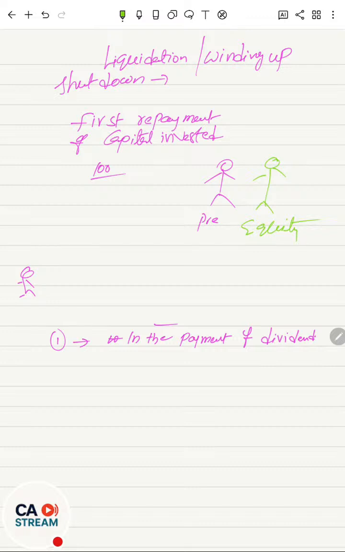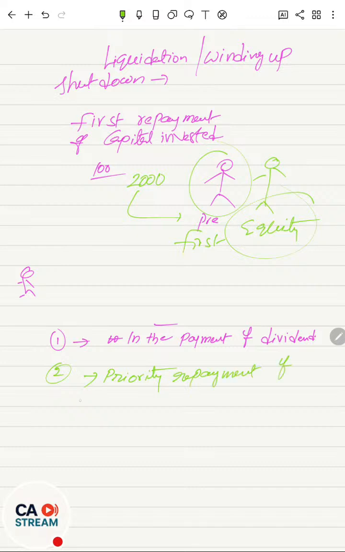So, the company realized its assets at, say for example, 2000 rupees. Whatever investment was made by the preferential shareholder will be paid to the preferential shareholders first. Then only the equity shareholder will get the amount. This is what priority in the repayment of capital means. This is the meaning of preference shareholder.